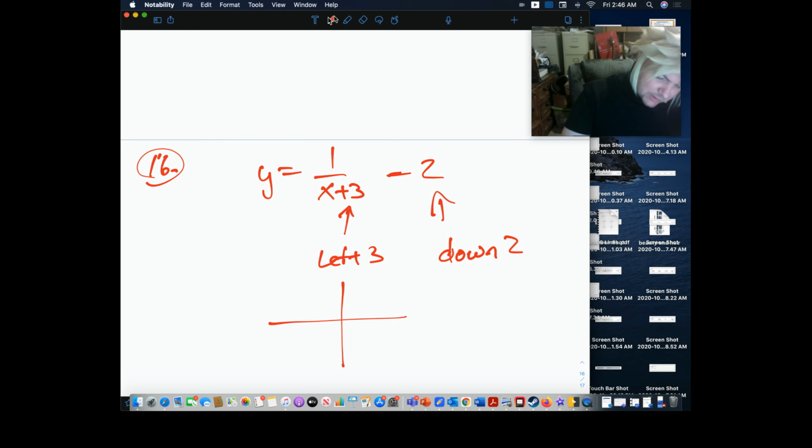When you're graphing this one, remember, think of it as the bullseye. So the bullseye is normally at 0. It's going to the left 3 and then down 2. So you got a bullseye kind of right here, and then these graphs go like this. Sound effects optional.